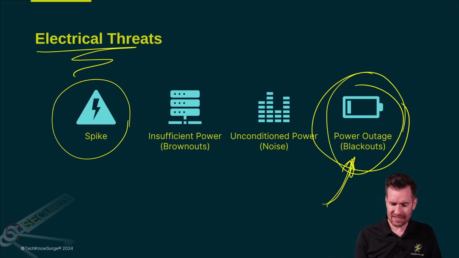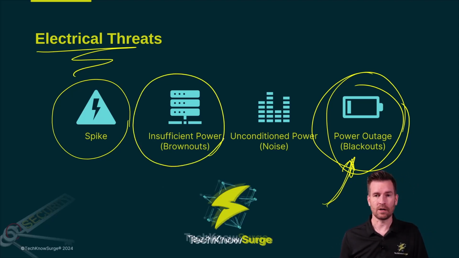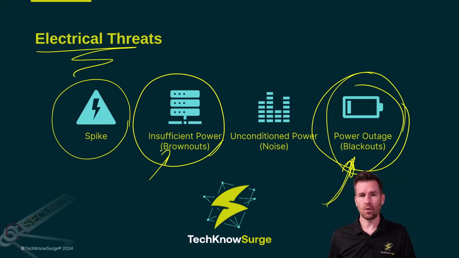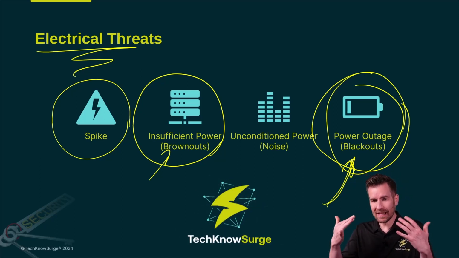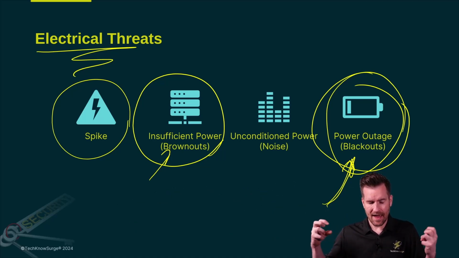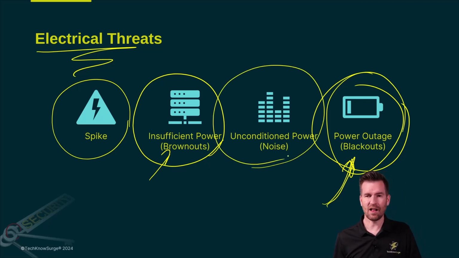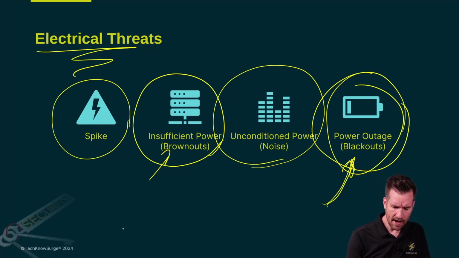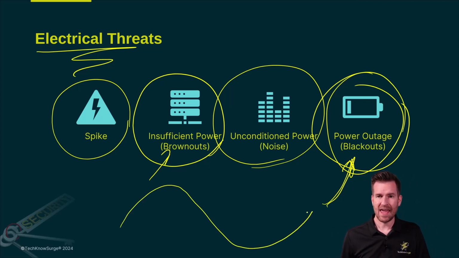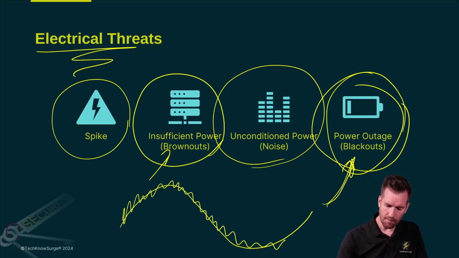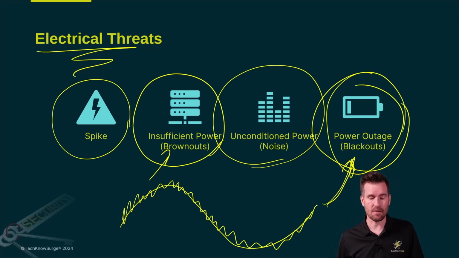Then what could be just as bad for equipment is insufficient power. We call this brownouts. So if we have enough power to power some of our equipment, but not all of our equipment, then what will happen is that some of our equipment will start coming online and offline, and it will go up and down. And that can be very damaging to equipment. Then there's also unconditioned power, or what we call noise on the line. Your power actually has a frequency, it's a wave. And noise on a wave would look like this. And that can cause problems with certain equipment as well, especially things like communication equipment.